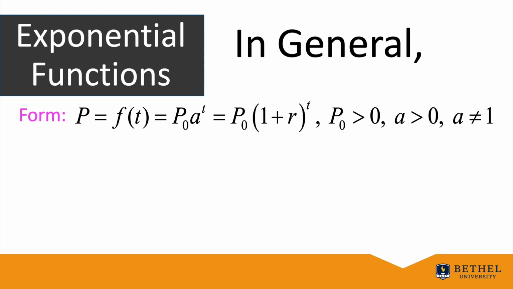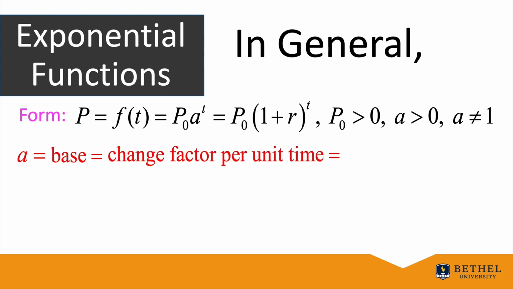For almost all applications, we want P sub 0 to be positive, a to be positive, and a to not equal 1, because that gives a constant function. a represents the base of this exponential function. It can also be described as the change factor per unit of time. It's a growth factor when it's bigger than 1, and it's a decay factor when it's less than 1.